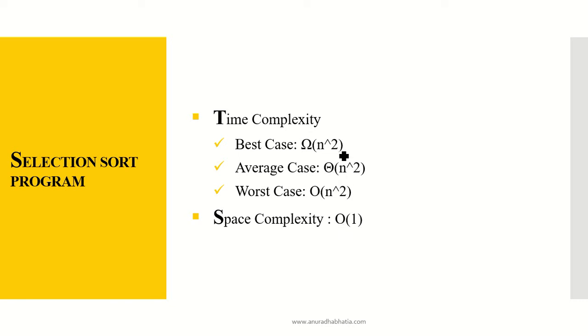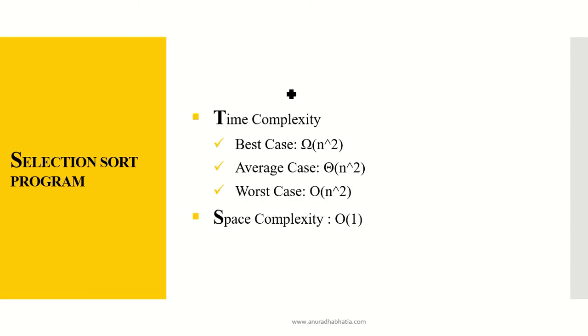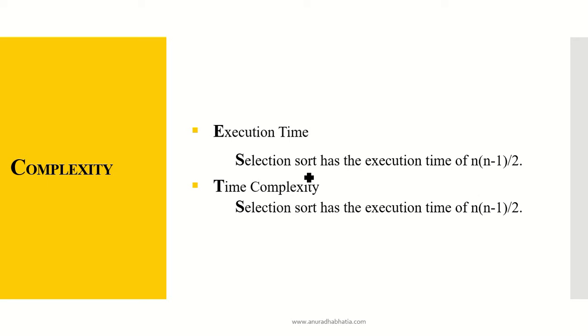Why is this n square? If I just go back and show you, it is n square because this is where my n is working and these are the two loops which are executing. So the time complexity is n square for best case, average case and worst case for the selection sort. Selection sort has an execution time of n into n minus 1 by 2, and the time complexity for the execution is n into n minus 1 by 2 for the complete selection sort.